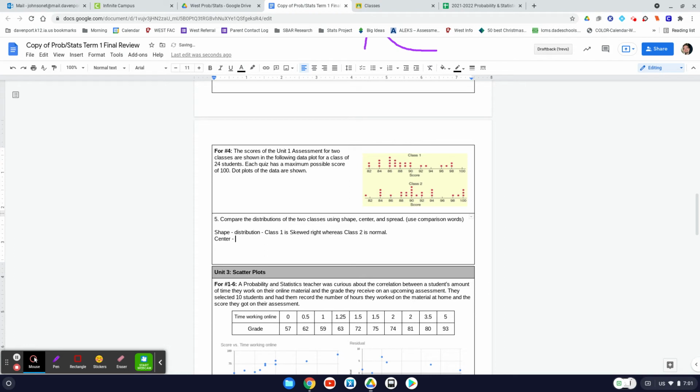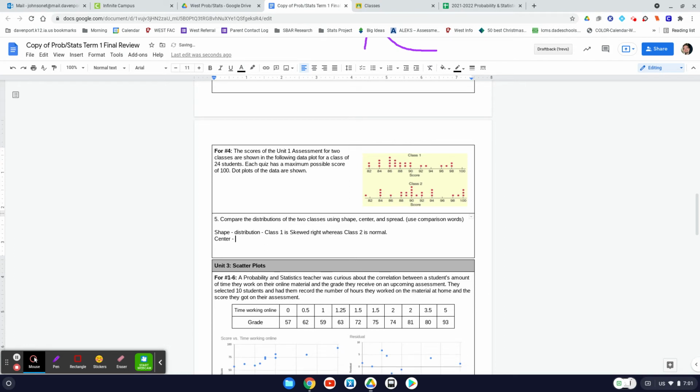Center. Center for a dot plot is a median, meaning we need to find the median. So median is the middle number. There are 25 numbers. Half of 25 is, well, 12.5, so we want to find the 13th number. So we have 1, 2, 3, 4, 5, 6, 7, 8, 9, 10, 11, 12, 13.